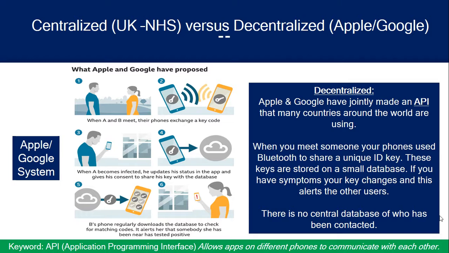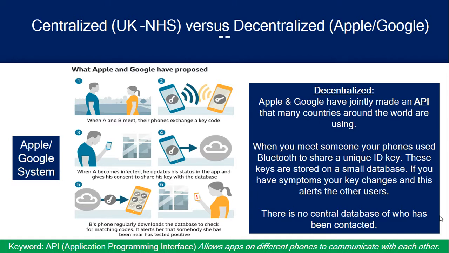So to make their phones all work together on this joint system, they have made something called an API, which is an application programming interface, which allows the apps on the two different phones to talk to each other. Now, normally they wouldn't do this because they're different systems, but they can both talk to each other using this API. It's like a shared language. So it will let an Apple phone talk to a Google phone using the Bluetooth.